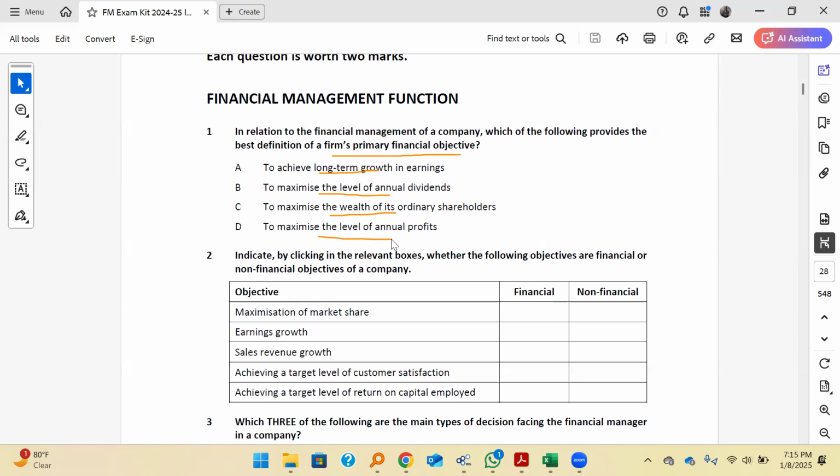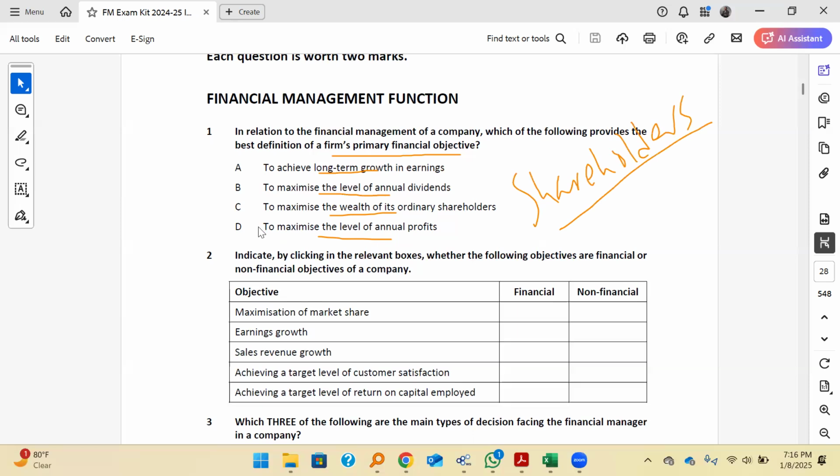Now, ideally, we are asking for the primary financial objective. And whenever you see that, it is all about the shareholders, maximizing their wealth. So maximizing shareholders' wealth is the primary financial objective of a company.